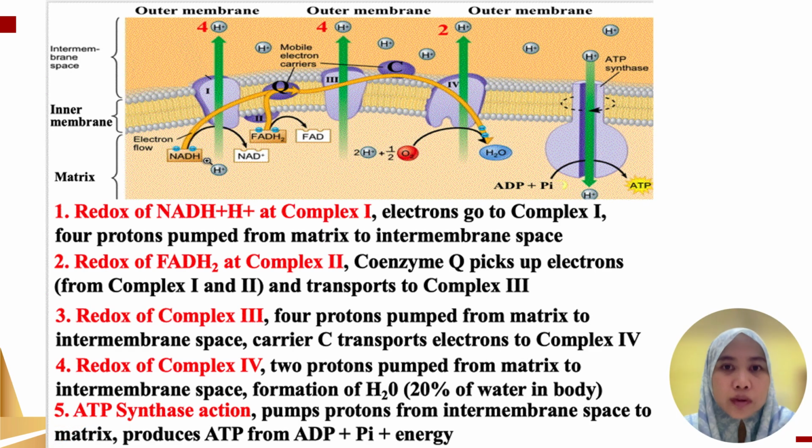This is the diagram of the electron transport chain, ETC, within the inner mitochondrial membrane, a key component of aerobic metabolism. Let's walk through each step. It starts with redox of NADH plus H+ at complex 1. The electrons go to complex 1, and 4 protons are pumped from the matrix to the intermembrane space.